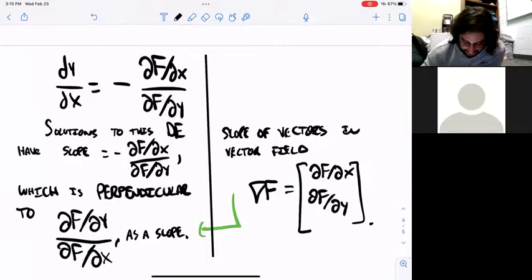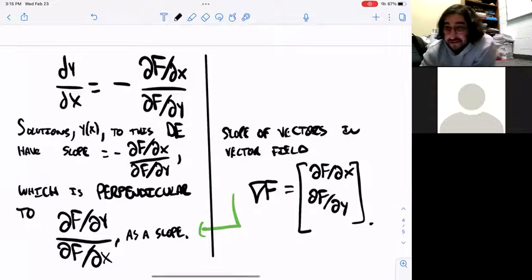So here's the thing. What do we need? We need y of x, the solutions on this side, the solutions which we call y as a function of x. We need those solutions to have a slope equal to negative df dx over df dy, which is perpendicular to df dy over df dx, which is the slope of the vector field given by the gradient.